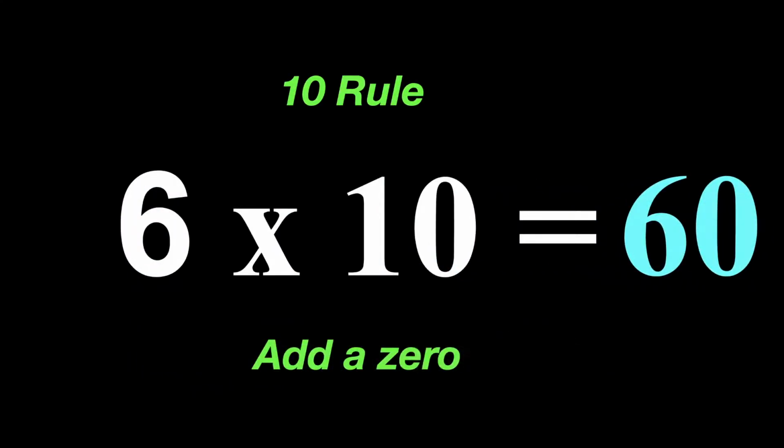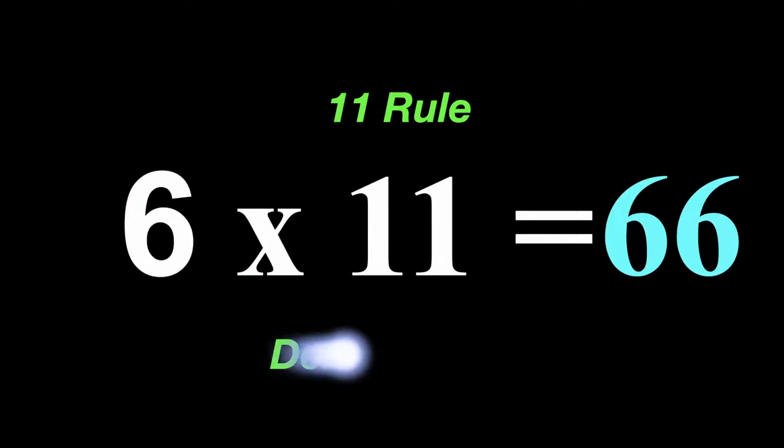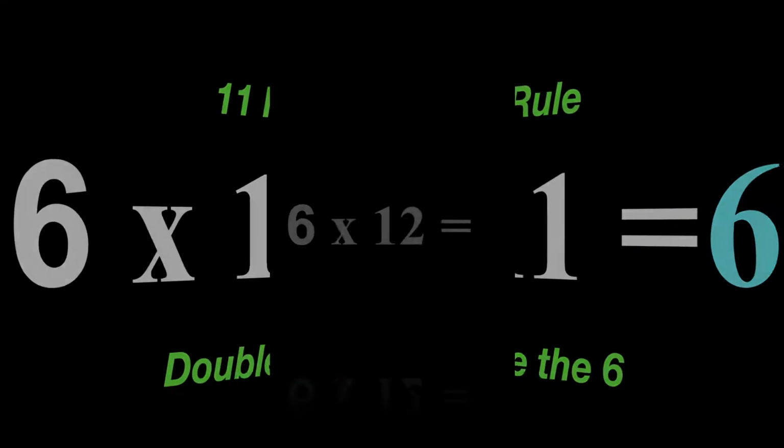6 times 10, that's easy because you can use the 10 rule. And the 10 rule just says that you just take your number and add a 0. So for example, you take the 6, add a 0, and that would make 60. So 6 times 10 is 60. 11s are also easy. That's the 11 rule. And the 11 rule, you just have to double the number. So for example, in this case 6, you just double it, 6, 6 for 66. So 6 times 11 equals 66.